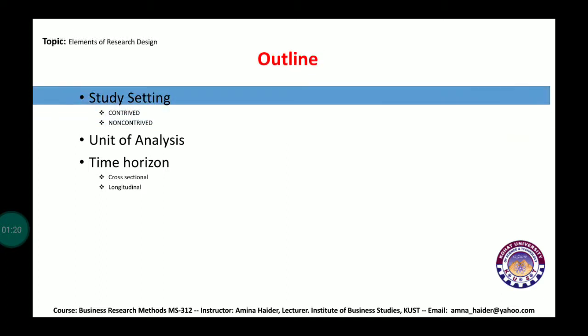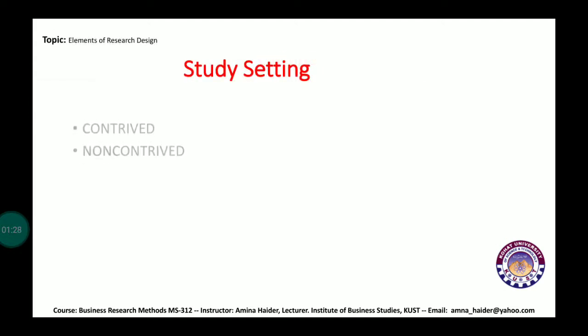So moving towards the study setting. The research setting can be seen as the physical, social, and cultural site in which the researcher conducts the study. So, for research setting, the environment could either be contrived or it could be non-contrived.